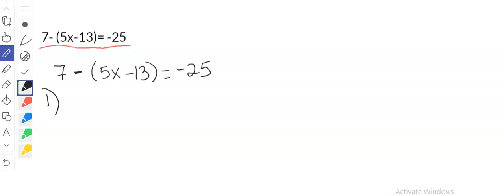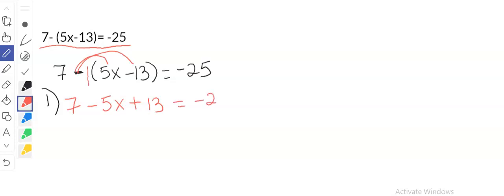Alright, so what comes to my mind is step number 1: this minus acts as a negative at this point, so I need to distribute it here. I'll rewrite the 7. The 7 is fine. Negative, think of it as if it's an invisible 1 here. Negative 1 times 5x will be negative 5x. Okay? And negative 1 times negative 13, a negative times a negative is positive, that'll be positive 13 or plus 13, is equal to negative 25.